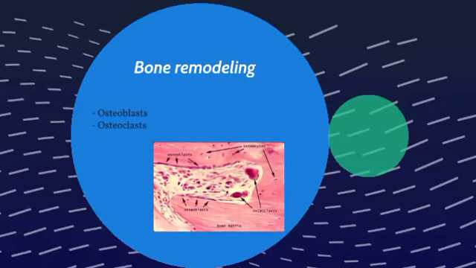Cells called osteoclasts constantly break down old bone so that osteoblasts can replace it with new bone tissue, a process called bone remodeling. Bone remodeling is a continuing process of synthesis and destruction that gives bone its mature structure and maintains normal calcium levels in the body.